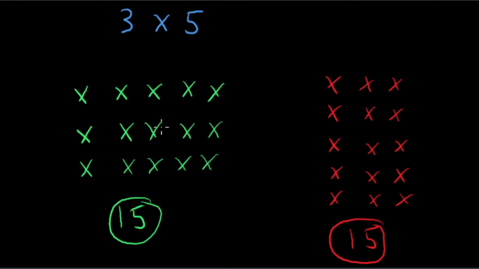Either array will work. Notice 3 times 5 can also be written as 5 times 3. That's that commutative property we were talking about. Doesn't matter which way you write it. When we multiply, we can multiply in any order and still get the same answer.